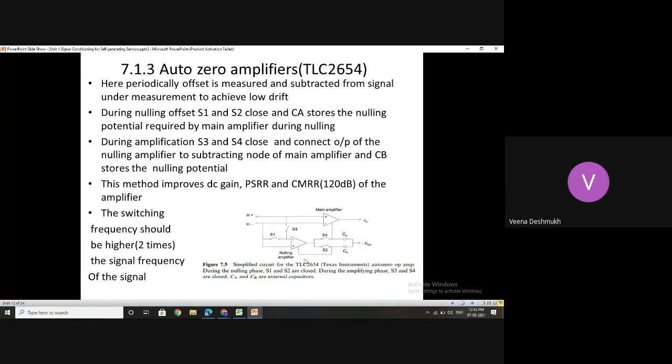This is one possibility. Another possibility is at the output end only. Subtract the offset voltage from the final signal you are getting. So either at the input end you take care of the offset, or at the output end you take care of the offset. By doing this, you will be able to achieve the proper output, which is directly coming from the sensor, taking care of the offset voltage. We'll see the working of this in detail.